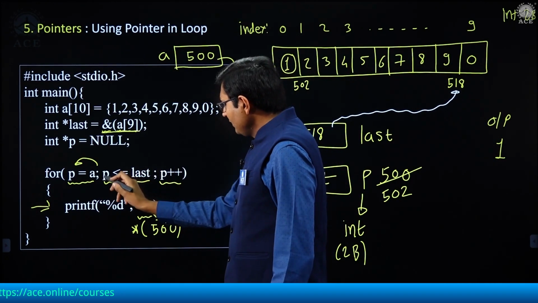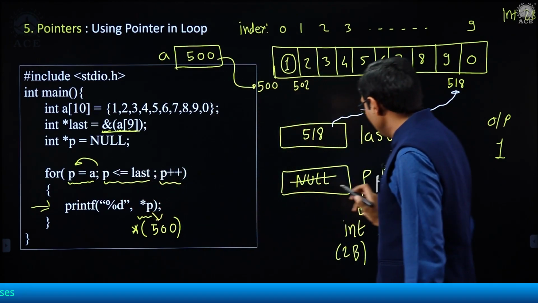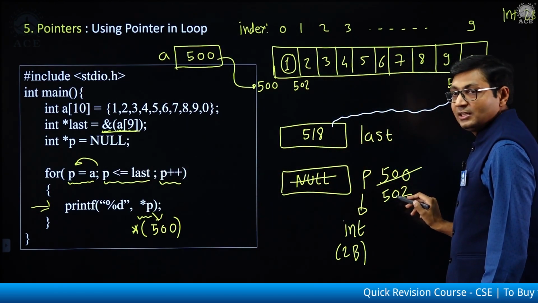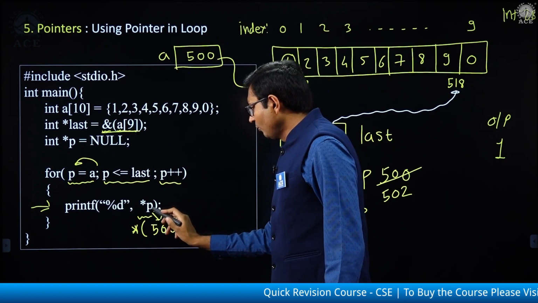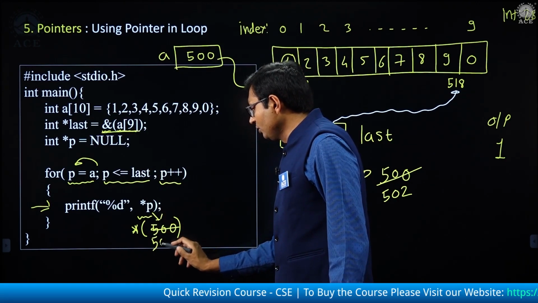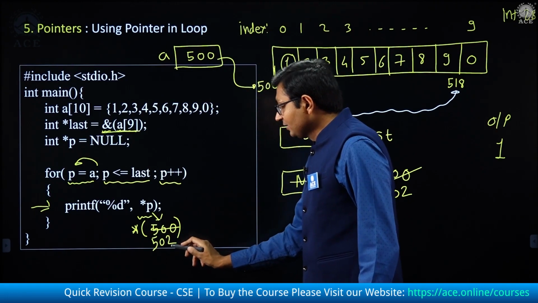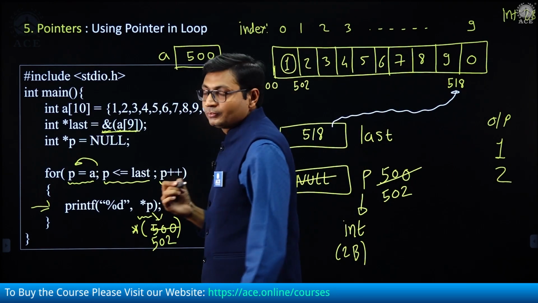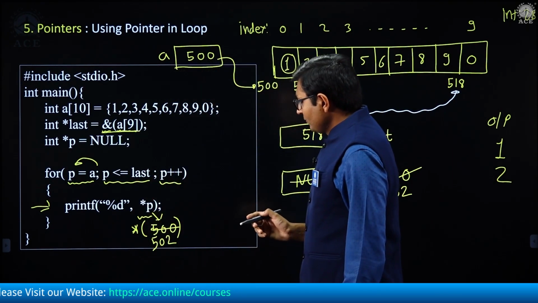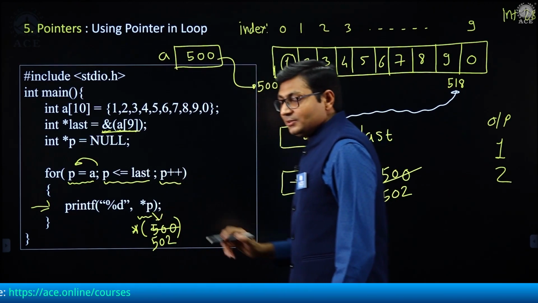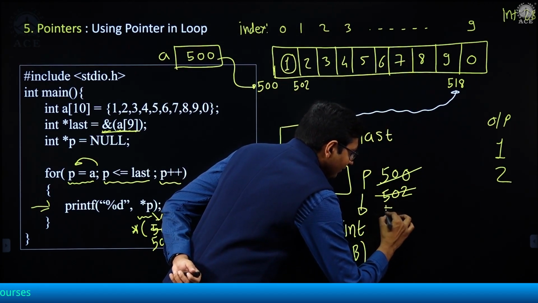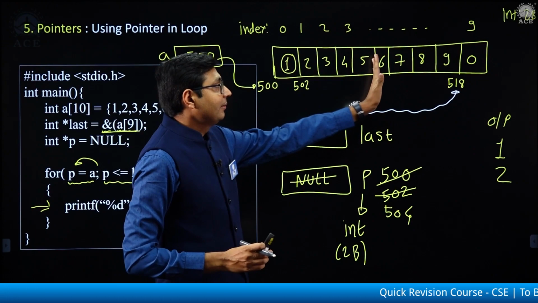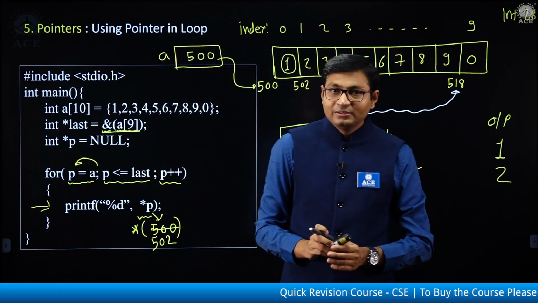Alright. Now again the comparison. 502 less than or equal to last. Yes, it is less than or equal to, so print. What is the current value of P? That is 502. So print the value at this address. What is the value at this address? That is 2. Alright. Now again P++. So P++ this will become 504. So basically the next element, print all the elements one by one, isn't it?